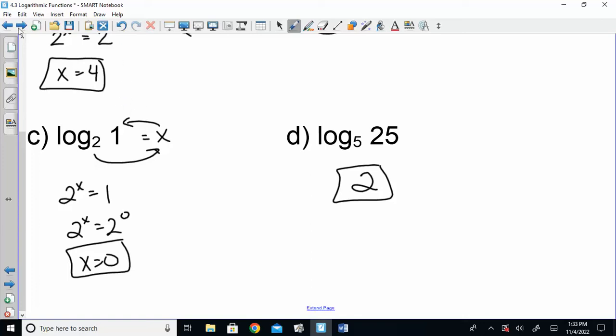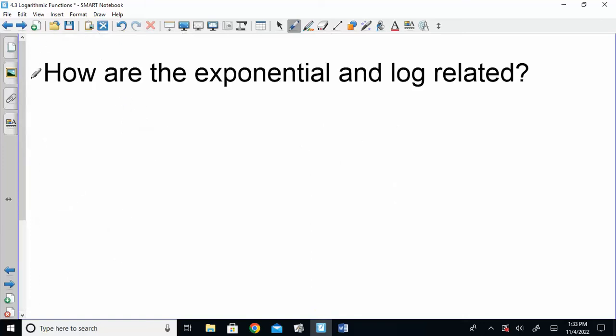All right. So the last thing I want to talk about today is the graph. How are an exponential and a log related? You guys remember talking about this at all last year? Okay. So actually, let's start with an exponential.